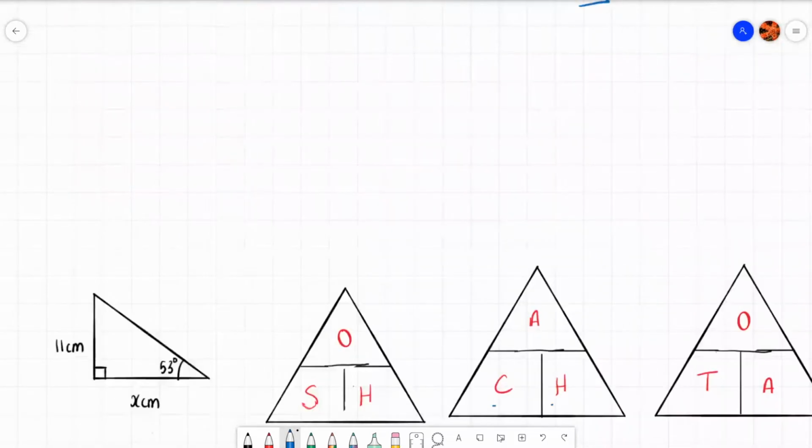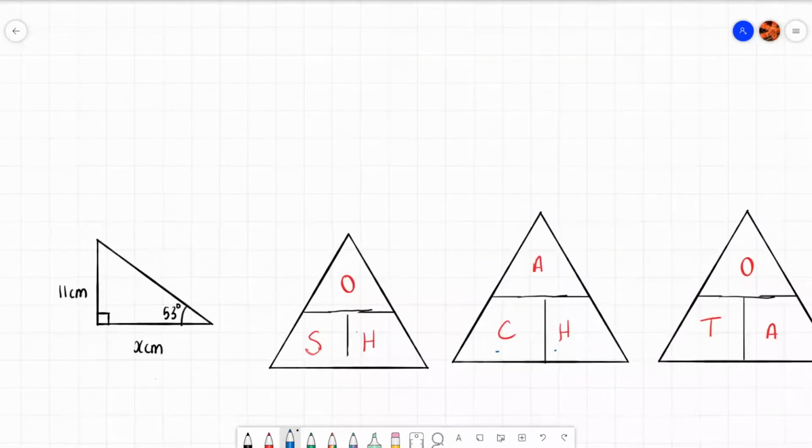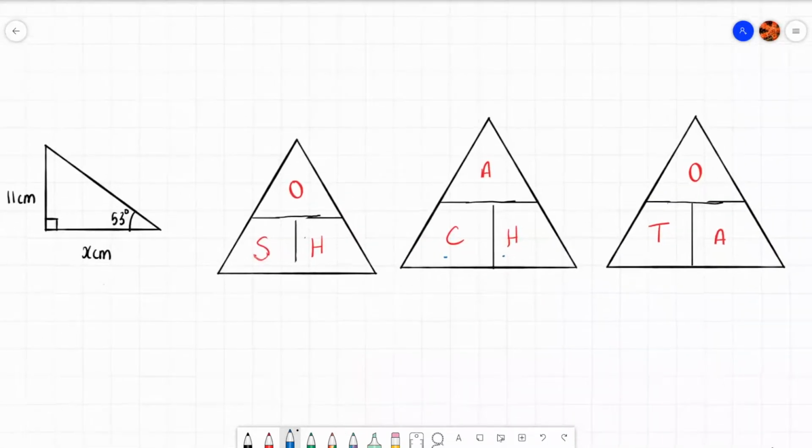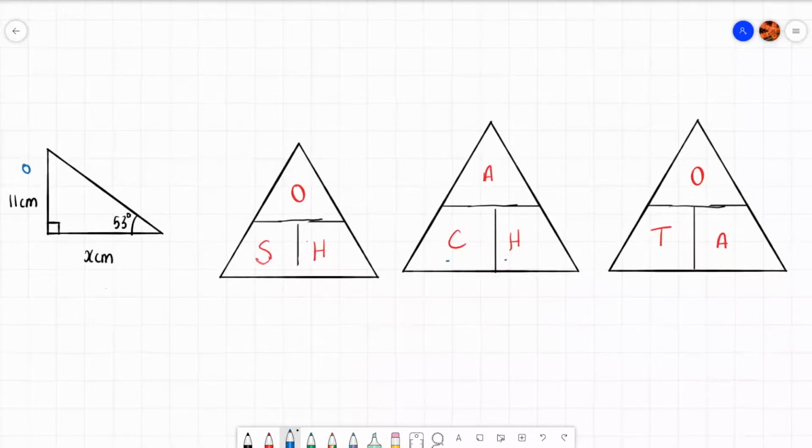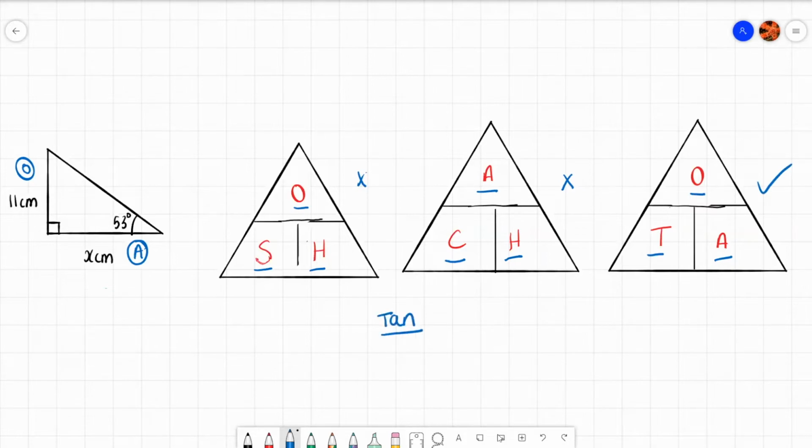Let's have a look at another example. So in this situation here, we've got opposite to the angle, that's opposite, and we've got next to the angle, that's adjacent. So which one uses opposite and adjacent? Well, sine uses opposite and hypotenuse, not that one. Cosine uses adjacent and hypotenuse, again, not that one. But tan here uses opposite and adjacent, that's what we are looking for. So the function we will be using is tan or tangent.